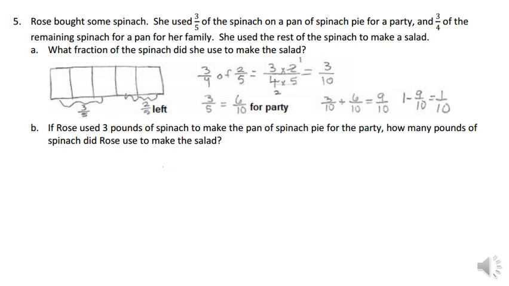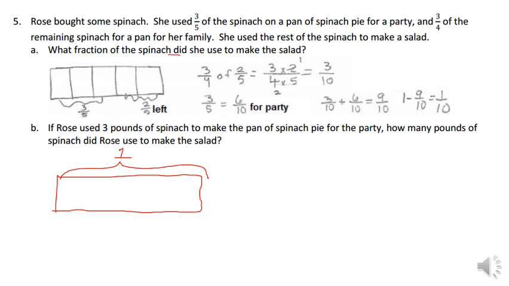Okay, I know this one's already done for us, but I'm going to go ahead and go through it. Okay, and I'm going to come down here with it because they've already written it up here. So we're going to do our tape diagram. And we know the top is a unit of 1. And it says she used 3/5 of the spinach on a pan for a party. So I'm going to put up here that this is 3/5, pan for party. And it says 3/4 of the remaining spinach for a pan for a family. Well, we know there's 2/5. That's what's remaining.